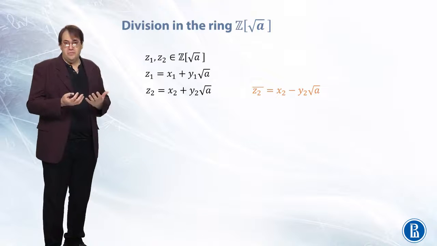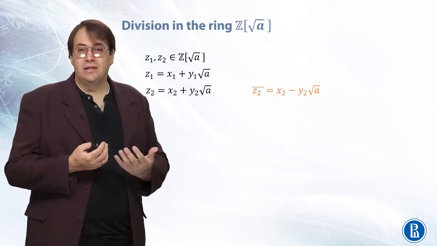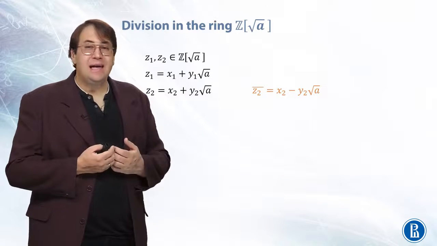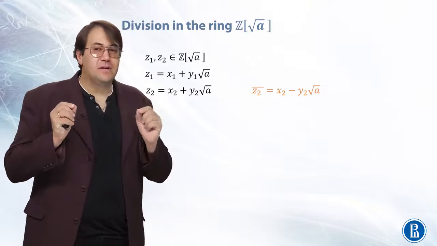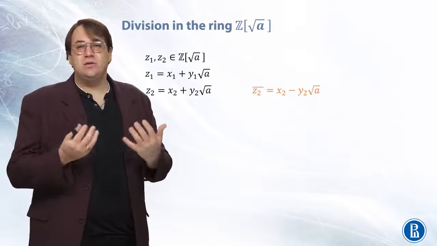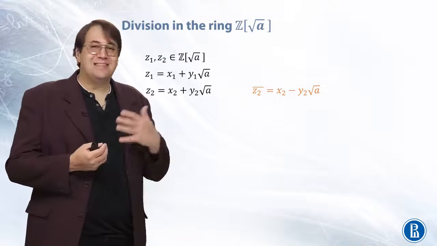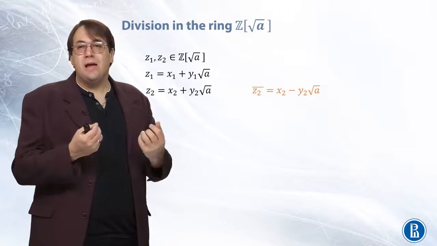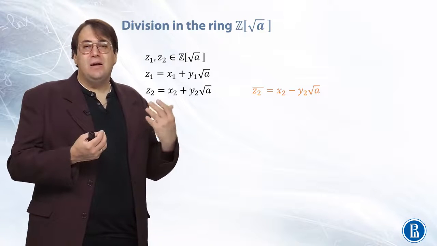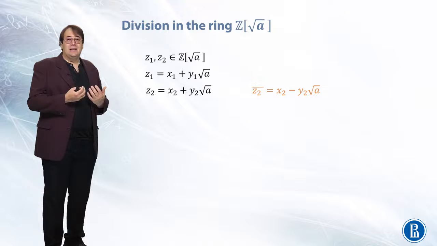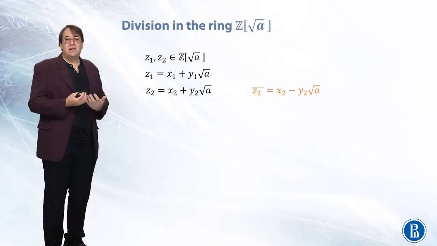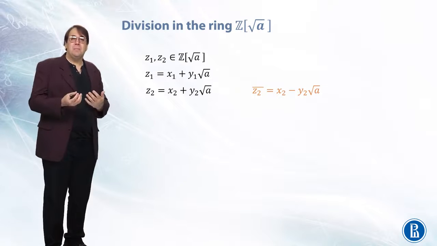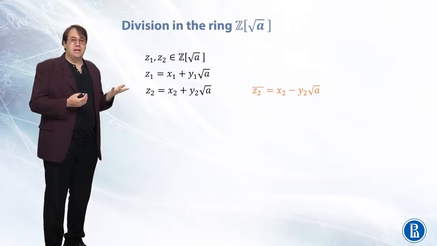It is conjugation, and we will need z2 conjugated, which is equal to x2 minus y2 multiplied by the square root of a. And this is the very place where we need the uniqueness of the representation, because if z2 had several different representations, then we wouldn't know in which of them we ought to exchange plus for minus. Since this representation is unique, in it we simply change the plus with the minus and gain z2 conjugated.